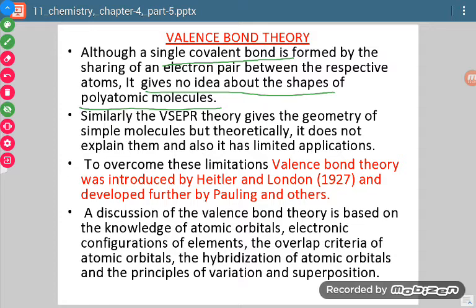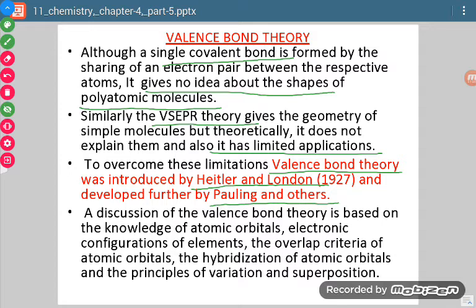Then came VSEPR theory. This VSEPR theory told us about the geometry of molecules, but it is not applicable to all; it has very limited applications. Then valence bond theory was given by Heitler and London in 1927, and Pauling and his co-scientists further developed it.